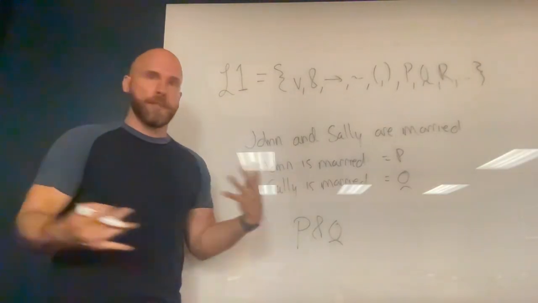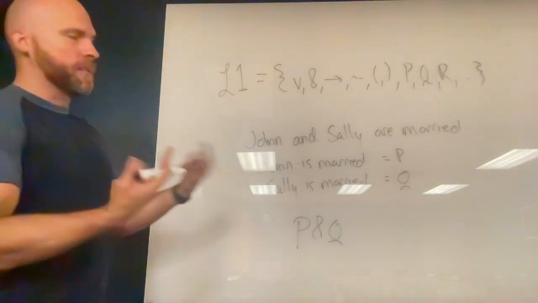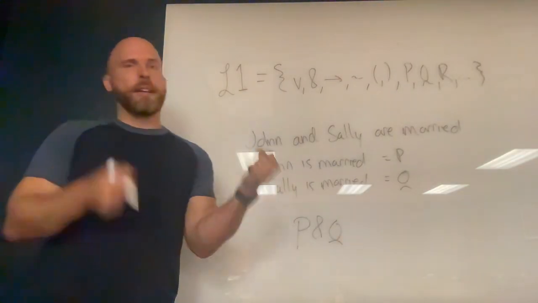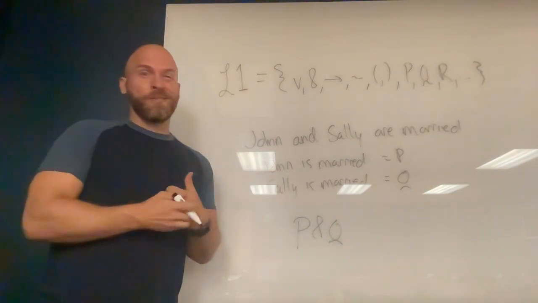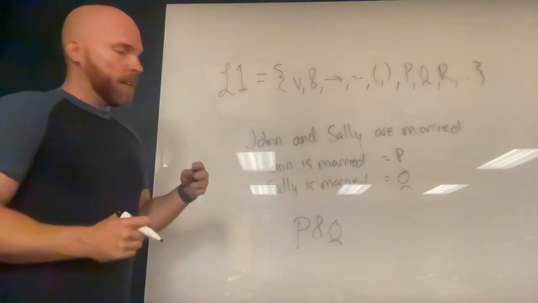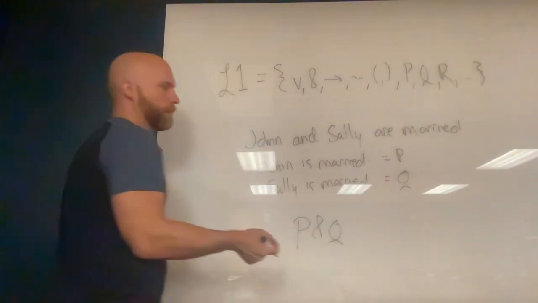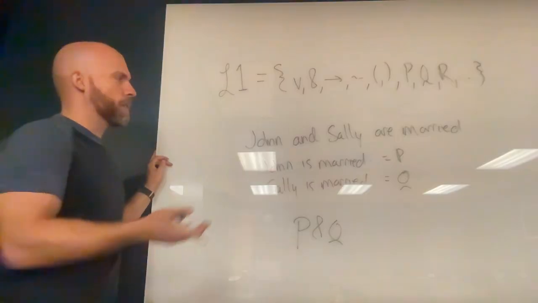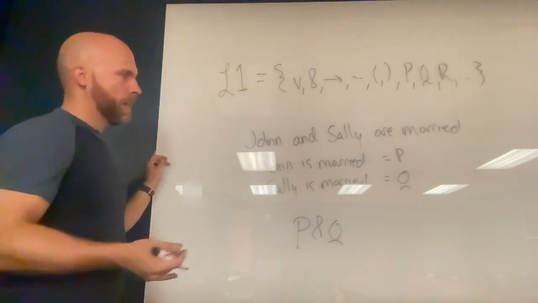They're married with each other. They're related in that way. Married is a relationship, right? And so far, we just have Ps and Qs that hang out on their own, and we don't really have a way to bridge that connection. So this, P and Q, John is married and Sally is married, is in a sense not enough information to really reflect the sentence that we intended to convey.